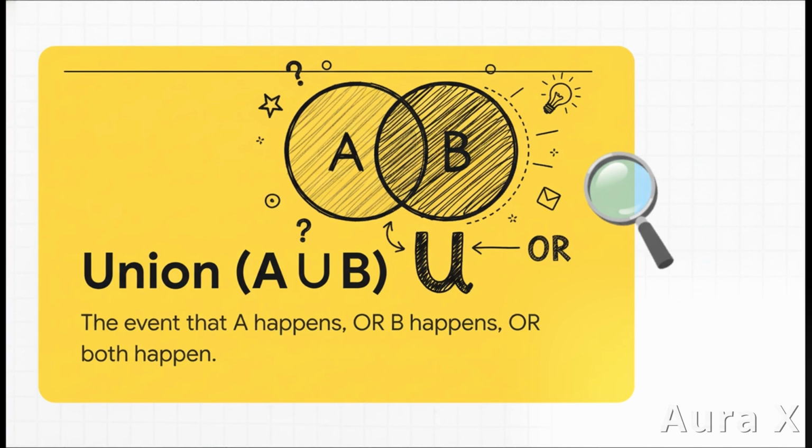Now, there's a formal way we talk about this, and it uses the concept of a union. When you see this U-shaped symbol, it means the union of A and B. All that means is we're interested in the chance that A happens, or B happens, or, and this is the key part, that both of them happen together. The big keyword to remember here is "or."